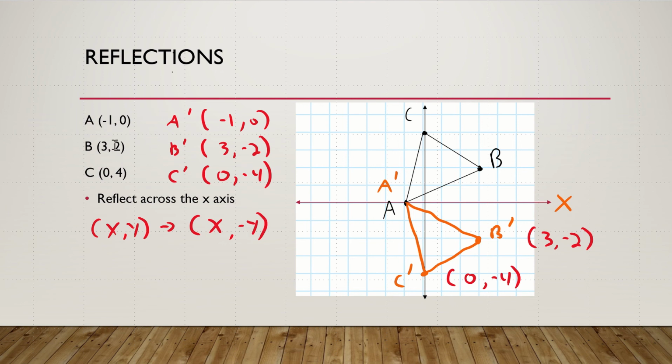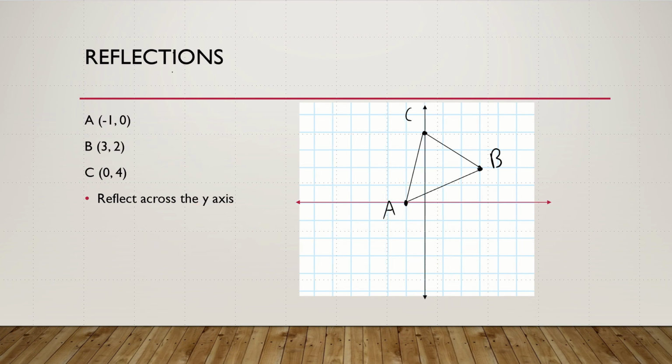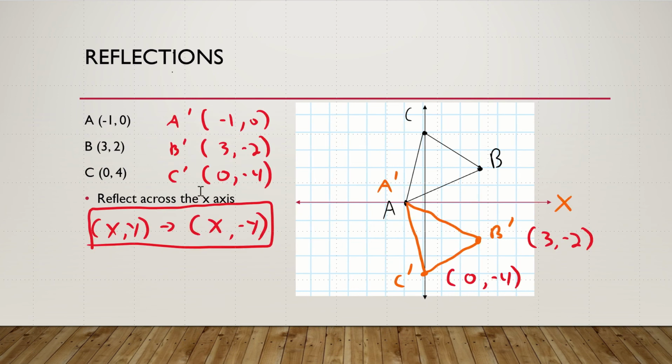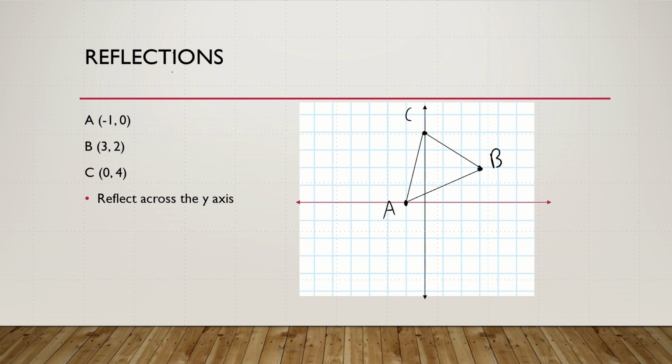So if the original y coordinate was negative, it would turn to a positive. That is how to do the reflection across the x-axis. All right, so that's the reflection across the x-axis. So you probably imagined what's next is the reflection across the y-axis.